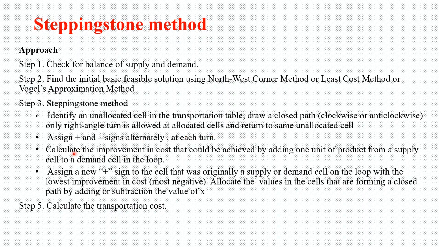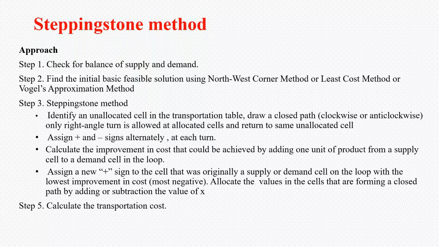Calculate the improvement in cost that could be achieved by adding 1 unit of product from a supply cell to a demand cell in the loop. Repeat for all the loops. Assign a new plus sign to the cell that was originally a supply or demand cell on the loop with the lowest improvement in cost, that is, the most negative. Allocate the values in the cells that are forming a closed path by adding or subtracting the value of x. Step 5. Calculate the transportation cost.